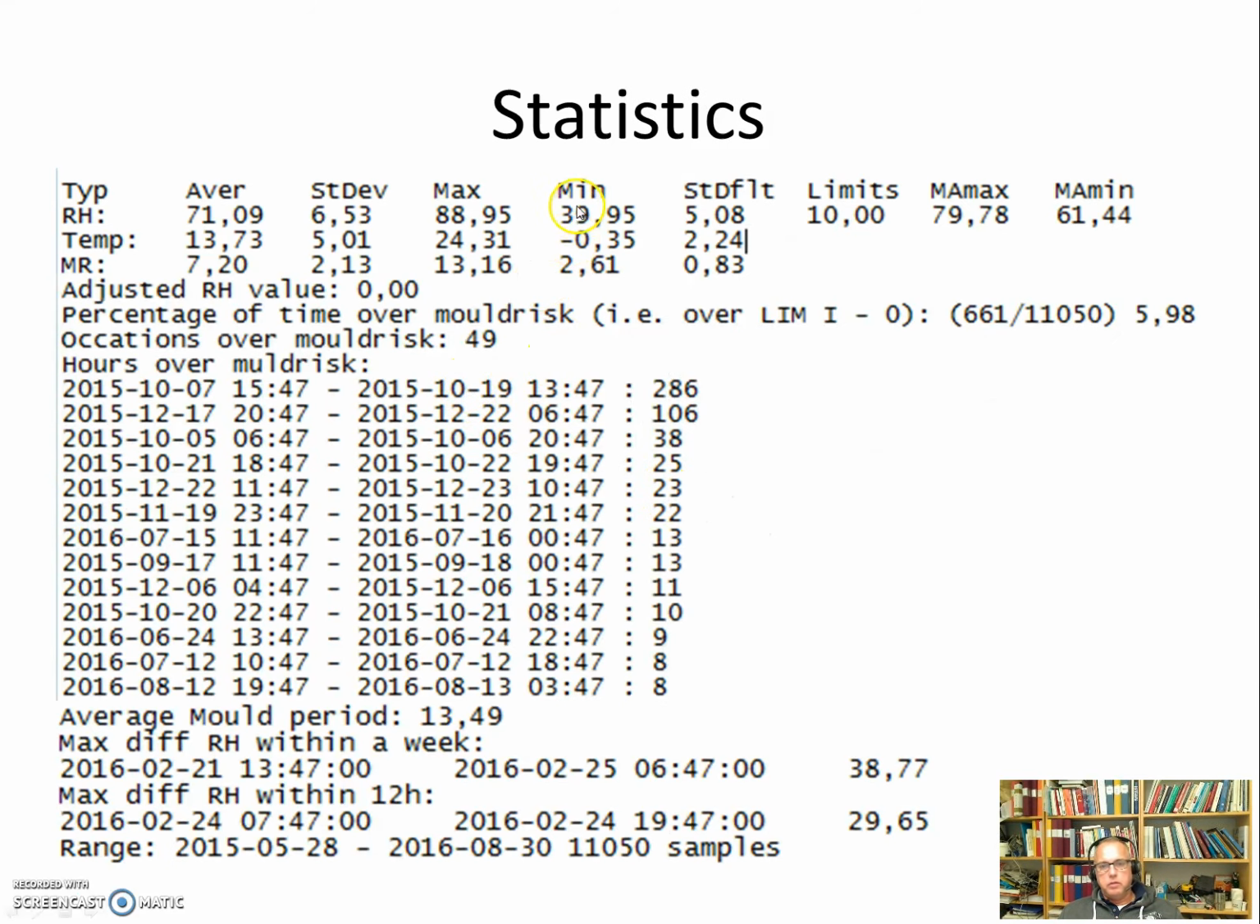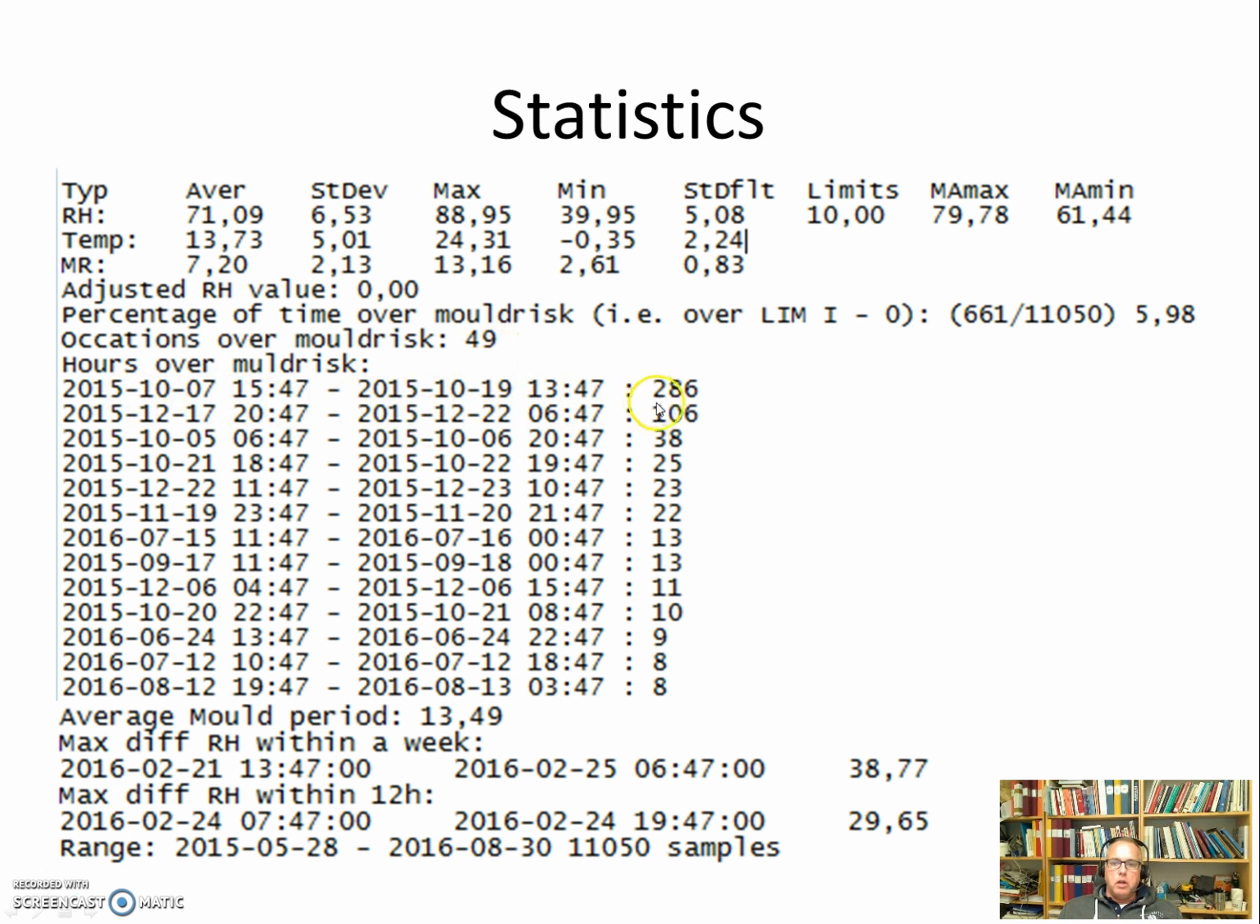It's a lot of numbers everywhere, but for the mold risk analysis we have to start looking here. We will go back to this part later. This is the percentage of time over mold risk, that is over the LIM, the lowest isoplate for mold type 1. It's 5.98%, and occasions over the mold risk line is 49 occasions.